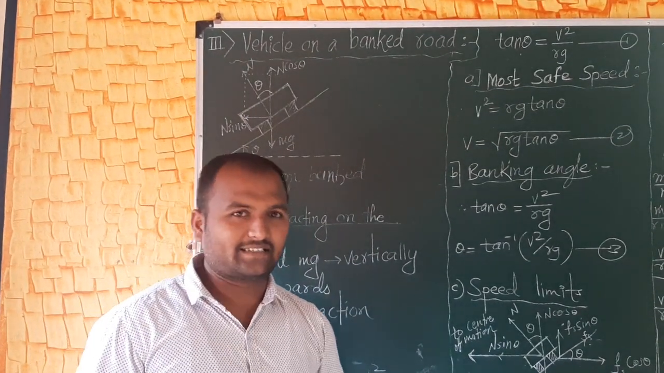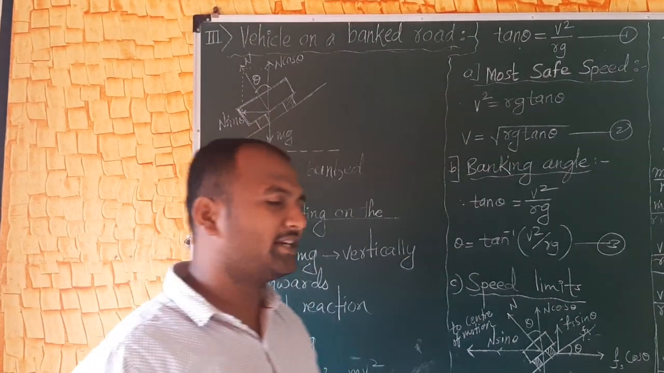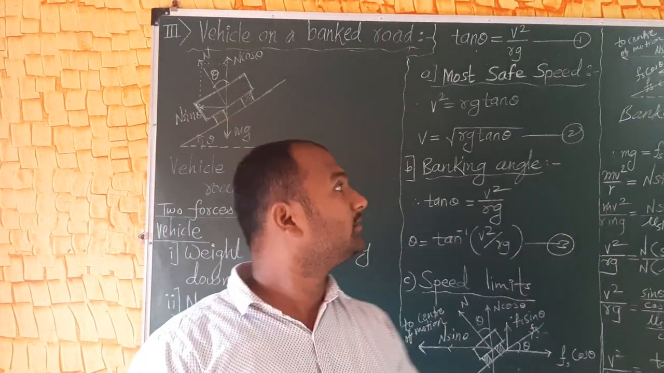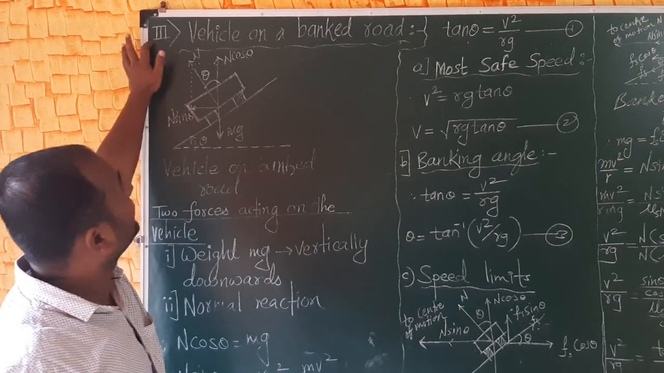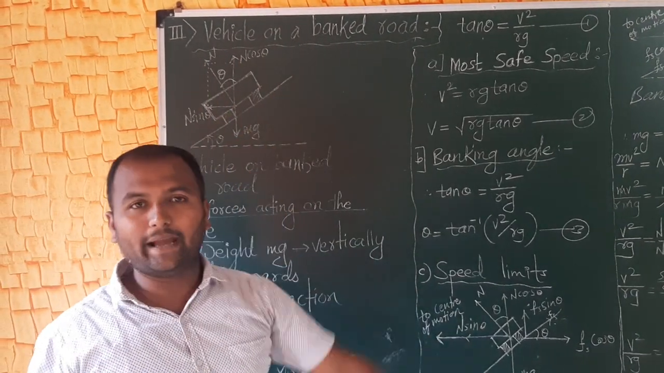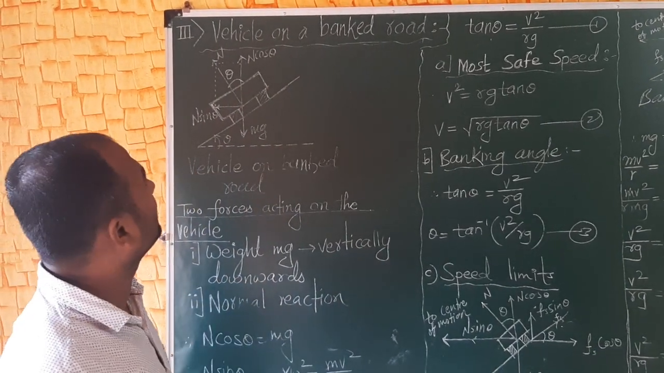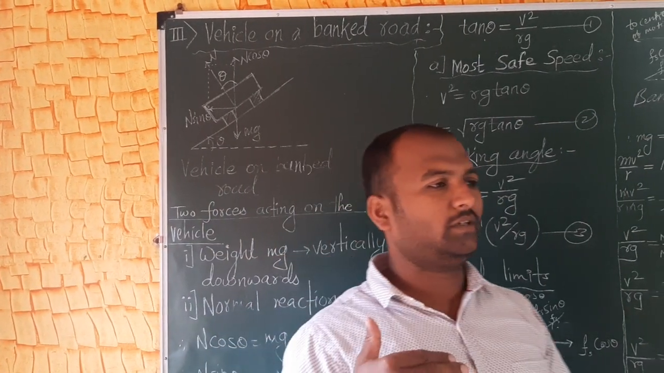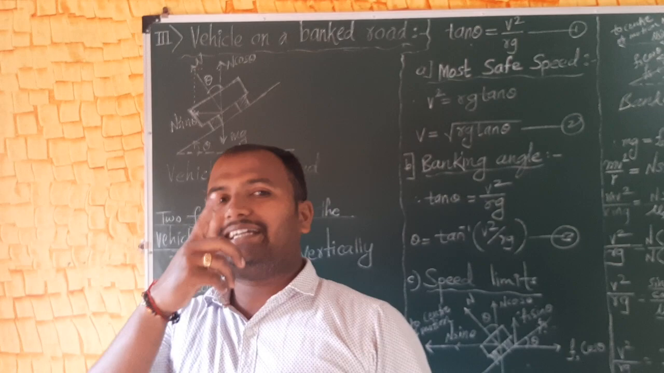Today we have discussed applications of uniform circular motion. Here we have studied the third application, that is a vehicle on a banked road surface. So first of all we have to know about the banking of roads.